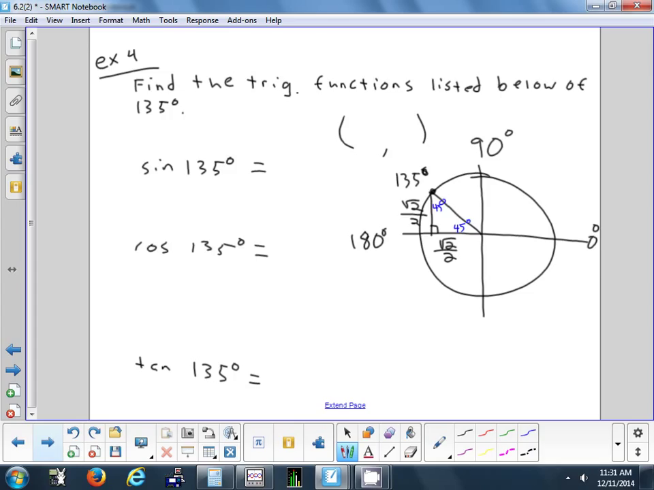Negative 1, 1. So go by the sides, how long these sides are. How long that side is? Negative square root of 2 over 2. Yep, square root of 2 over 2.